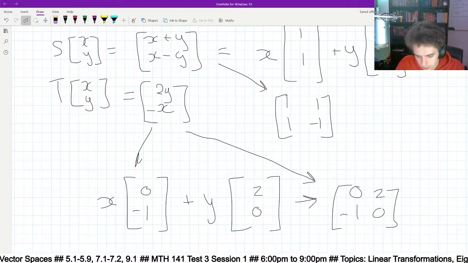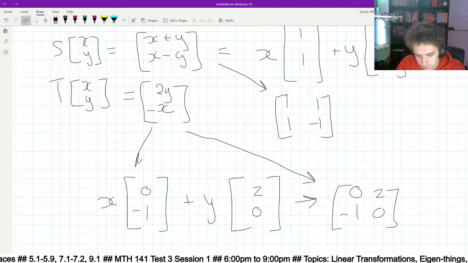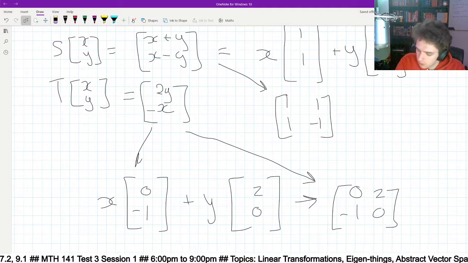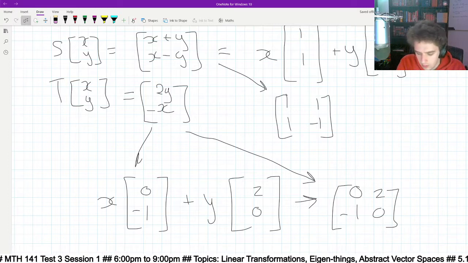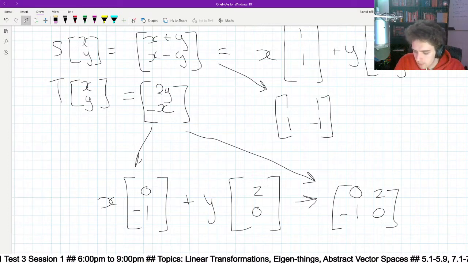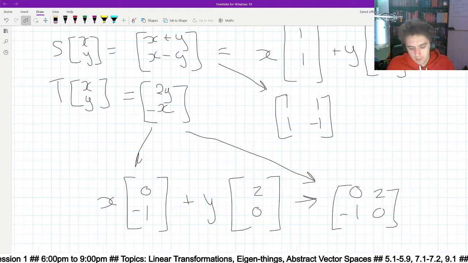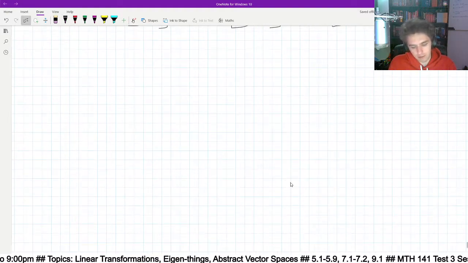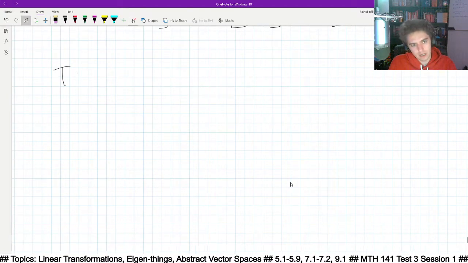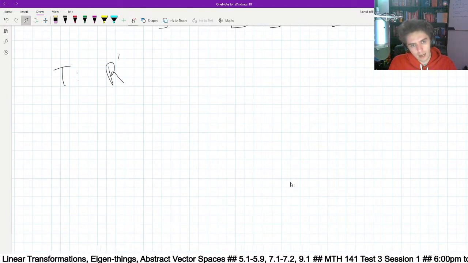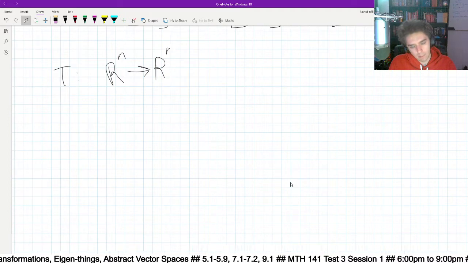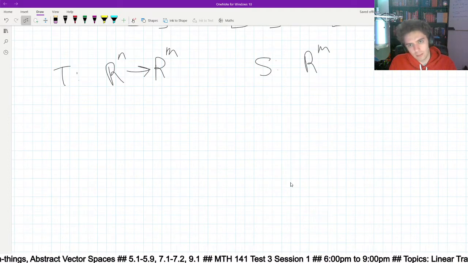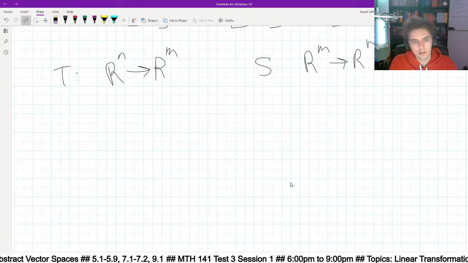Okay, definition T. Okay, so the next part is an inverse transformation. It's pretty much if you have a composite, if you have T that goes from Rn to Rm, and you have S that goes from Rm to Rn, right?